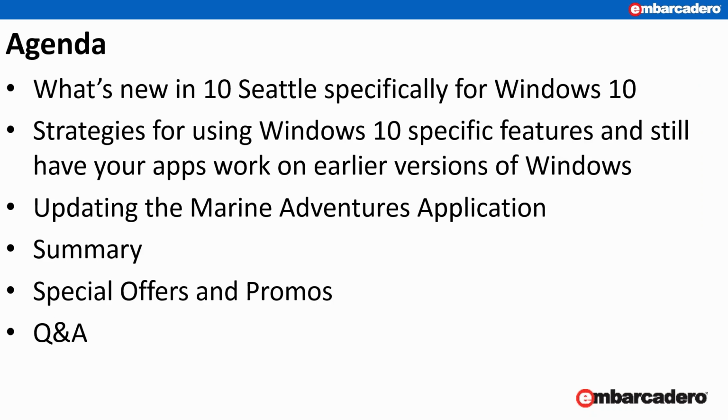Okay, we're going to take a look a little bit about what's in 10 Seattle specifically for Windows 10. I'm going to talk somewhat about how you might think about organizing your projects and applications to use some of the new capabilities that work on all the different versions of Windows, but also what you might think about if you want to add Windows 10 specific features, and then do some ifdef or some coding so that those features may get disconnected from your app so that you can still run on old versions of Windows. We'll update the Marine Adventures app. I've done some of that, and then we'll finish up the webinar this week.